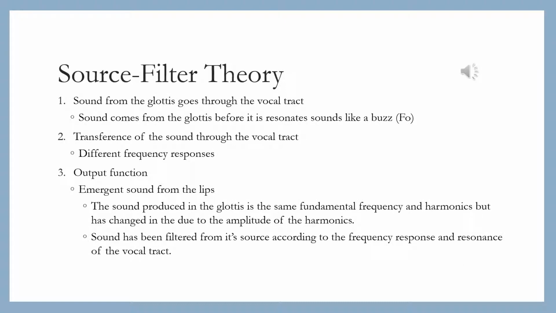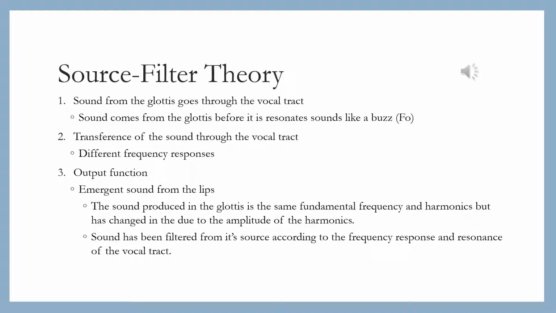Now that we've talked about how we get sound and we've talked about the articulators, we haven't talked about the overall theory that is concerned with all of these things from the previous slides. The theory we're going to mention here is the source filter theory. It's divided into three components: the source, the filter, and what is actually coming out.